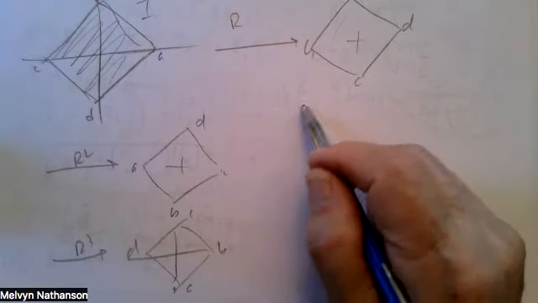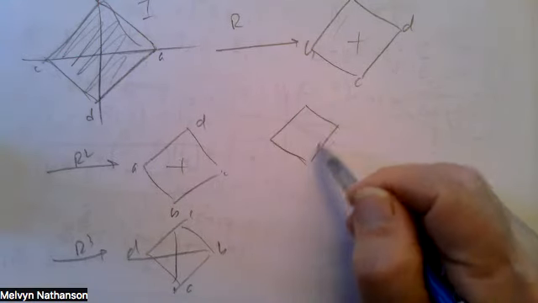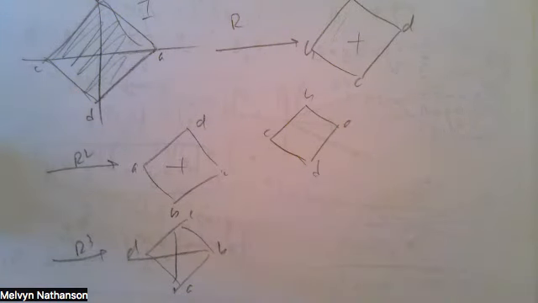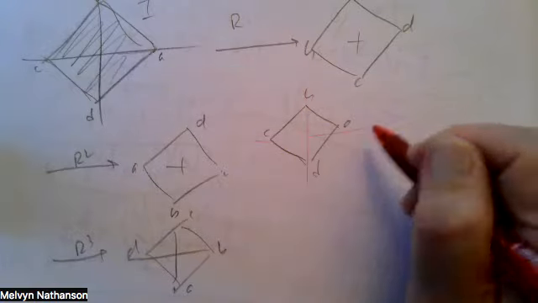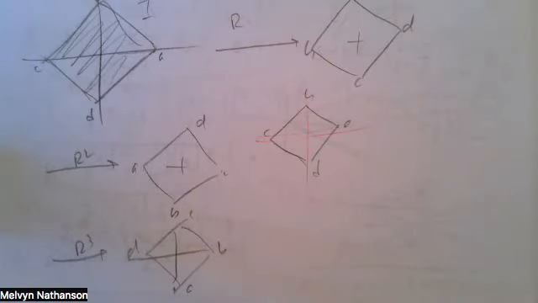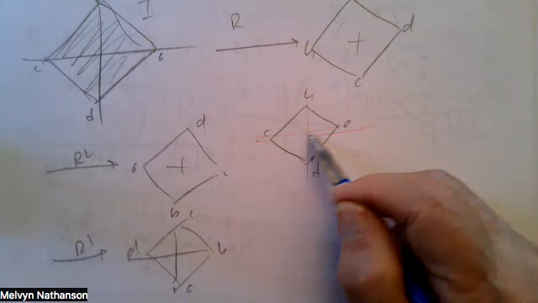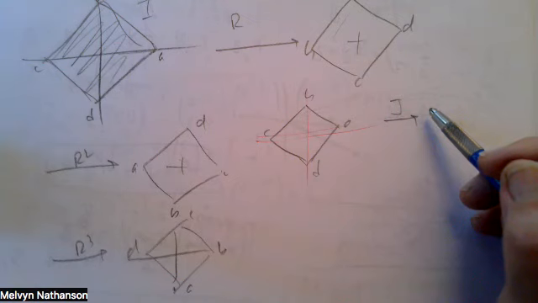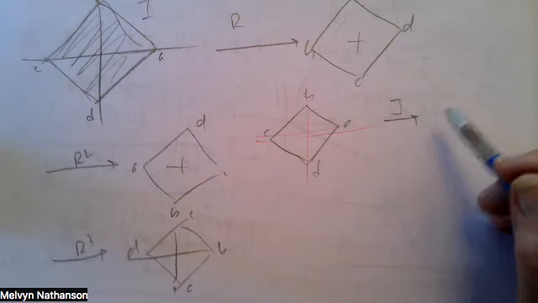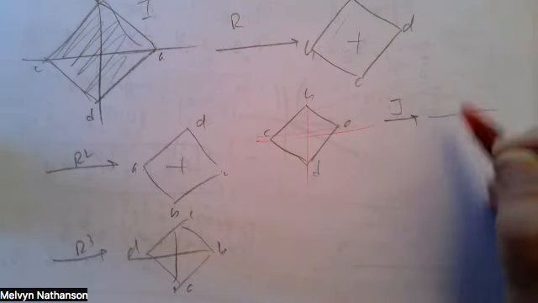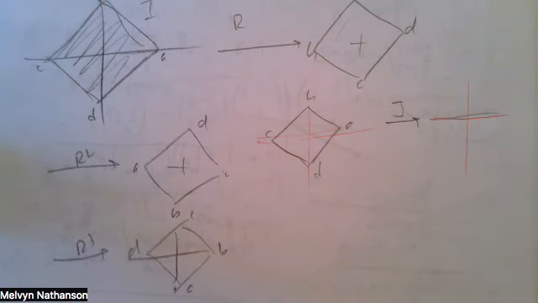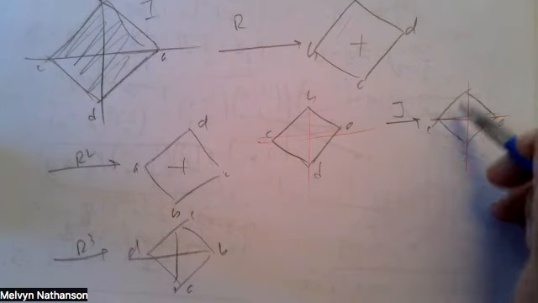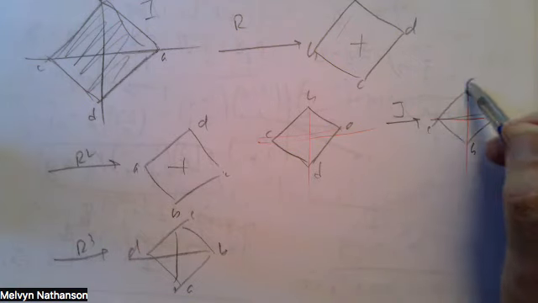What happens if I take the square A, B, C, D? Again, this is the square centered at the origin in the plane and drawn like this. If I apply J, what is J? J is reflection through the x-axis. So A and C don't change, but B and D are interchanged.